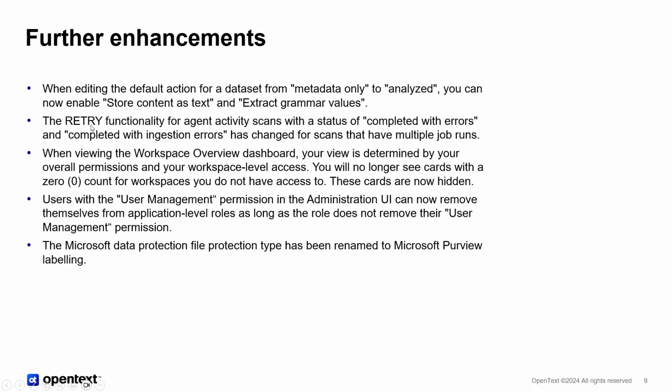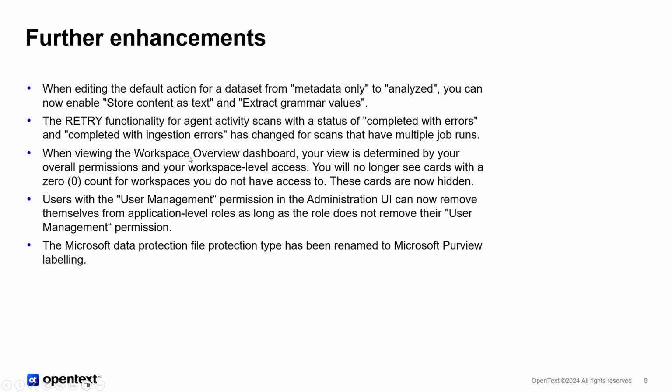The second one here is the retry function. If a job was separated into multiple job runs, so basically you had a large scan broken up into smaller job runs, then you had to go into the individual job runs to hit retry. You couldn't do a retry on the whole thing, and that has been fixed.